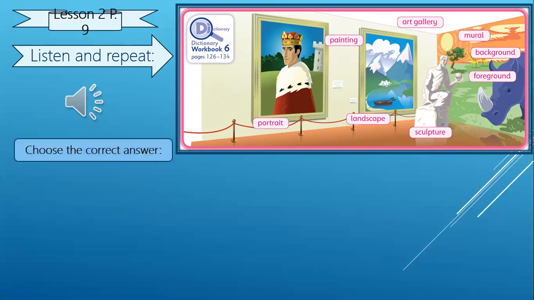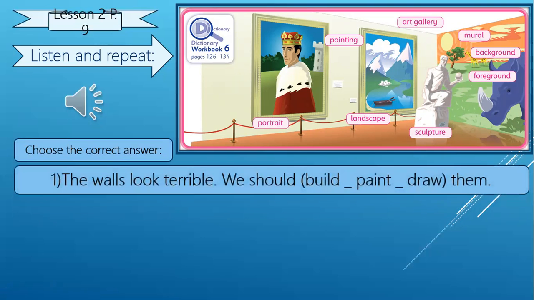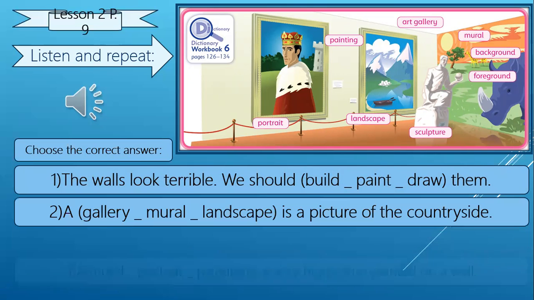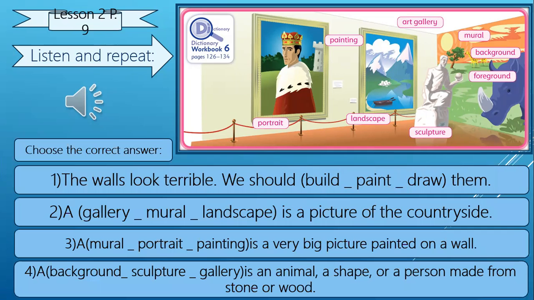Okay, now let's answer these questions. Choose the correct answer. Number 1, the walls look terrible. We should space them. So when we have terrible walls, what should we do? We should build, paint, or draw them. Yes, very good. We should paint them.